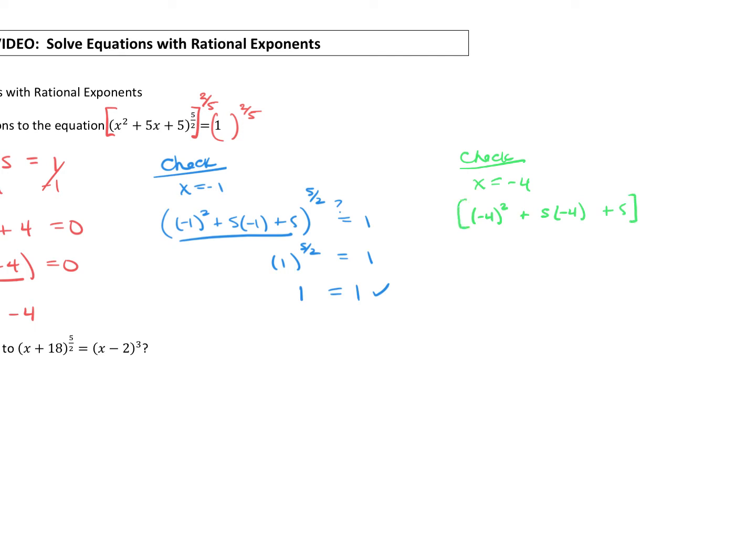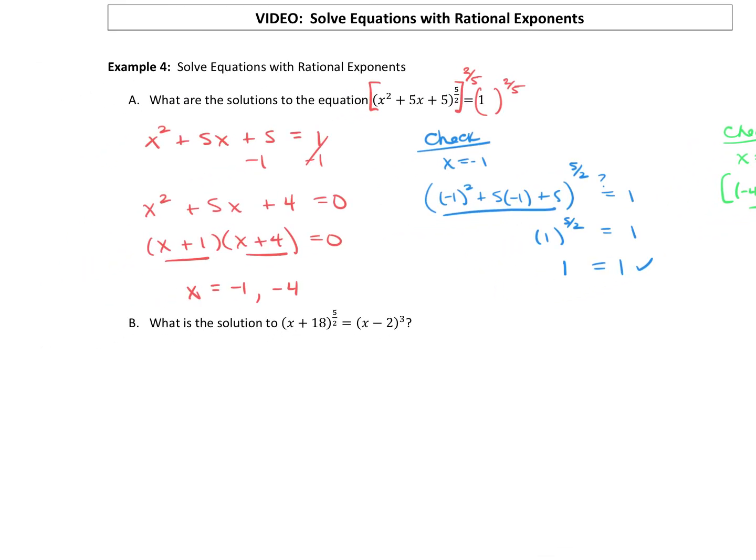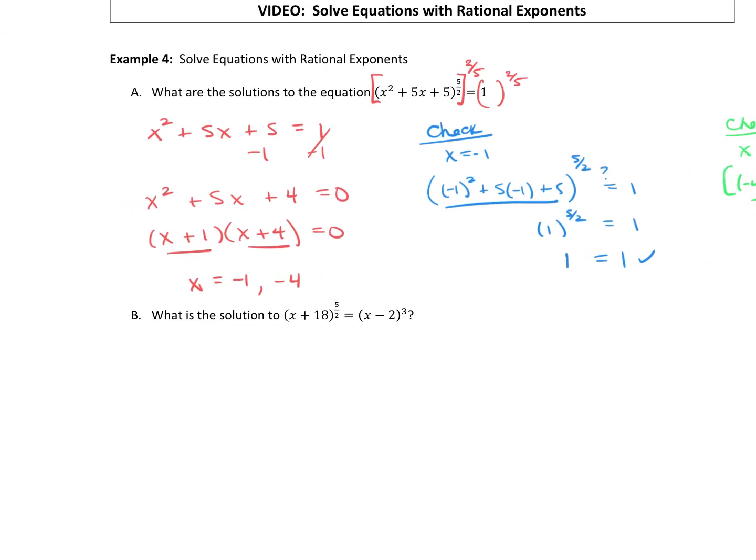So there's the left side. We're going to raise that to the 5 halves power and see if we get back a 1. So that math inside the parentheses, just like the other one, actually simplified to just a 1 raised to the 5 halves power. And then 1 raised to the 5 halves power is 1. 1 does equal 1. So we actually got two solutions on this one. Both of the solutions worked out when we checked our answers.